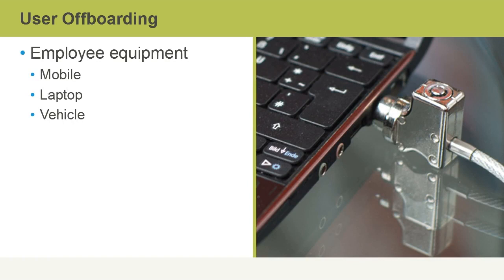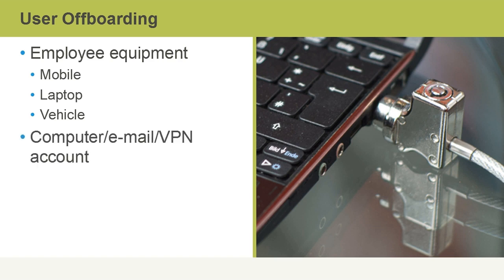Employee equipment includes things like mobile devices such as smartphones and tablets, laptops, vehicles, and so on. So it's important that this equipment be returned and properly sanitized if needed. There's also the computer account of a user, and any email or VPN accounts that they were given access to, that would either have to be suspended, disabled, or removed according to company policy. HR, of course, must take into account the final paycheck that is owed to the employee.